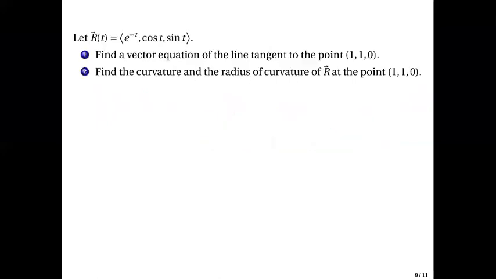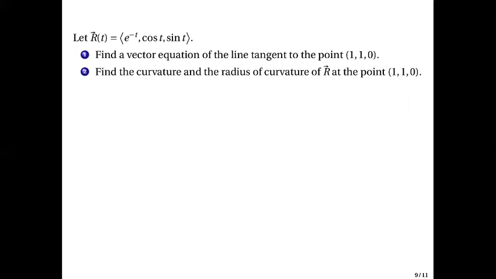Next problem here. So given r of t, the vector valued function e to the minus t, comma, cosine t, comma, sine t. First, we want to find the vector equation of the line tangent at the point 1, 1, 0. And then second here, we want to find the curvature and the radius of curvature of the vector valued function r at the point 1, 1, 0.